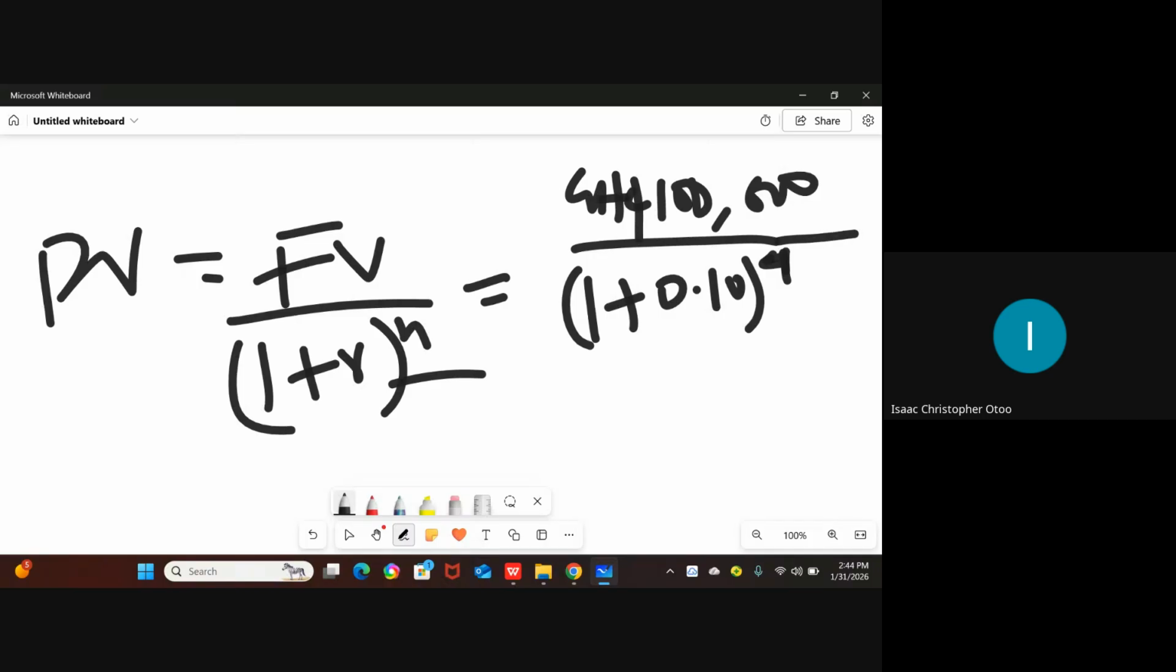Please, for this one, if your calculator cannot do it, you have to do the denominator first, but this one the calculator can do easily. So let's see how much 100,000 in 4 years would be in today's value. How much did you get? I'm waiting for you.